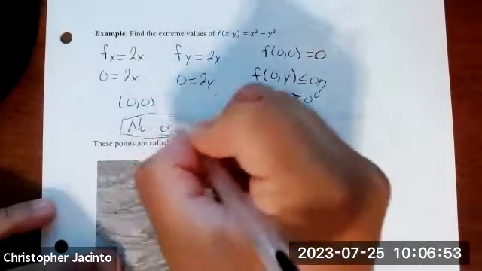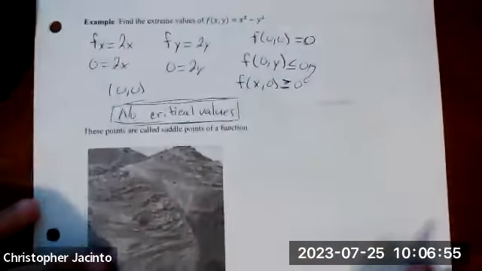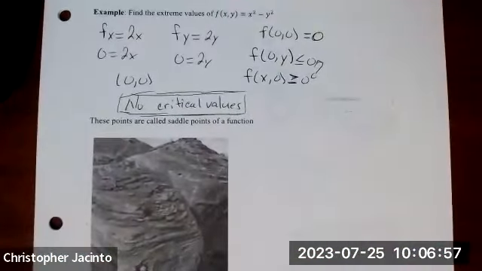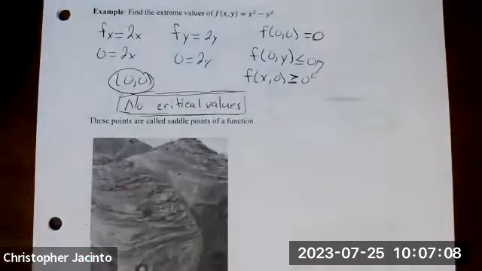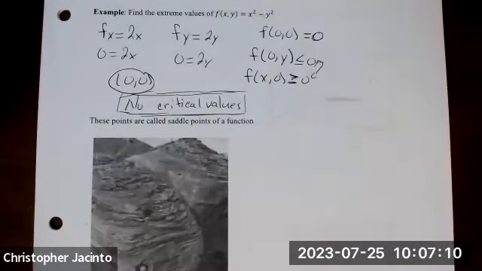Now, if you guys remember way back in the day, if they were not considered a critical value, therefore they were considered something else. And these are called saddle points. So this point right here in our question is considered a saddle point. Okay. Now, what in the world is a saddle point?